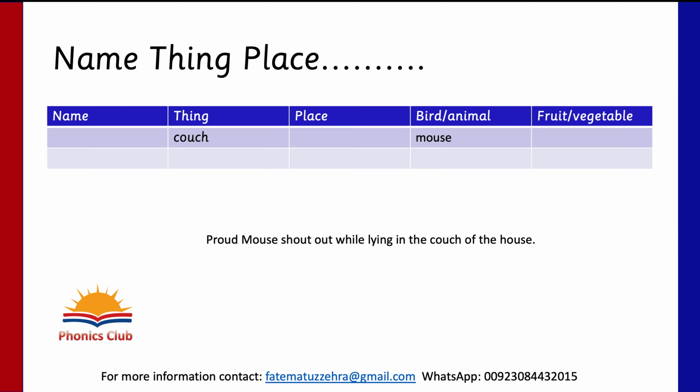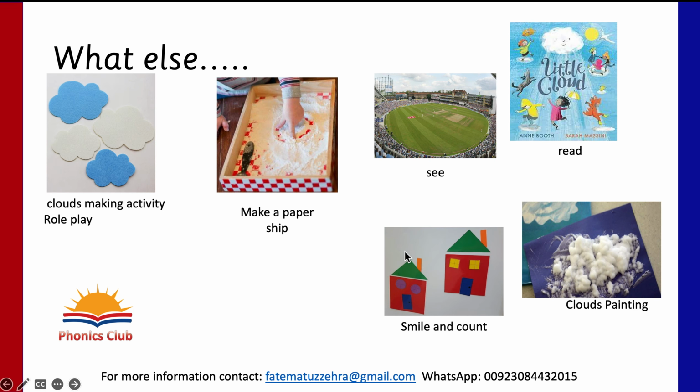Sometimes it's difficult to find some vocabulary items with the ow sound. You can also find other things, and sometimes there are different things in the culture, different places over there. For example, you can talk about some bouncy places, play areas, and you can write the names of those in this area. Here is a tongue twister: Proud mouse shout out while lying in the couch of the house. What else can you do?